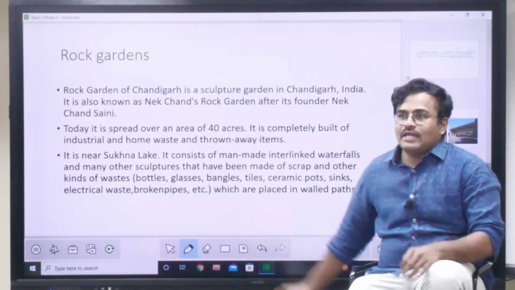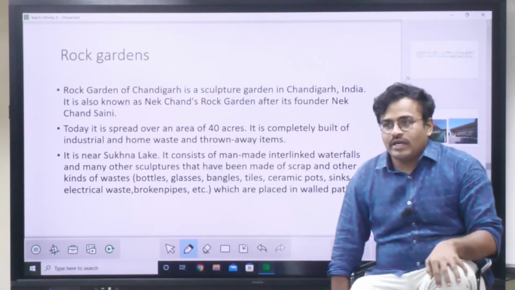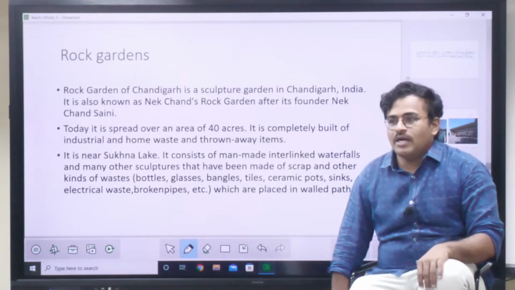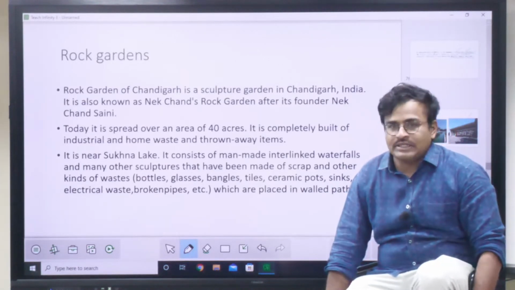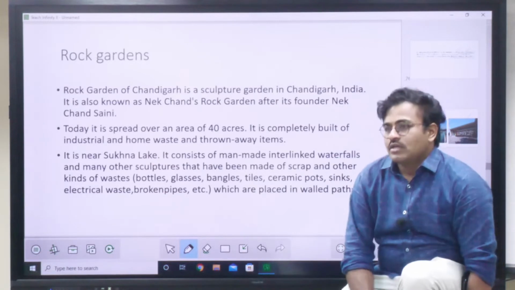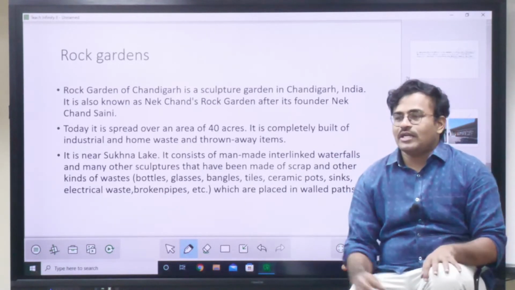Okay, next one, the last one is this Nek Chand. Nek Chand built a garden which is known as the Rock Garden in Chandigarh. And here this garden, initially there was a forest.